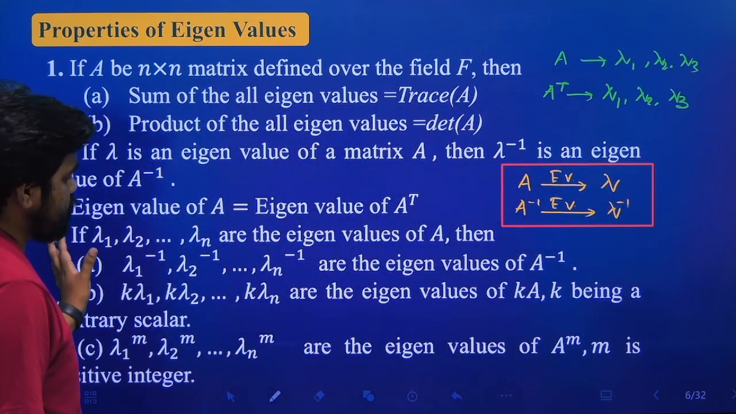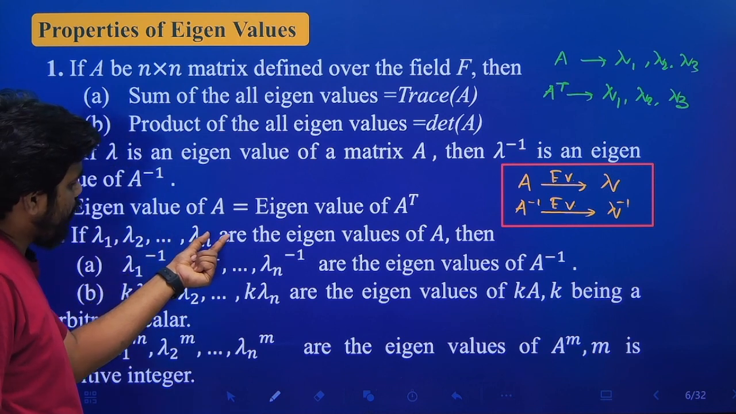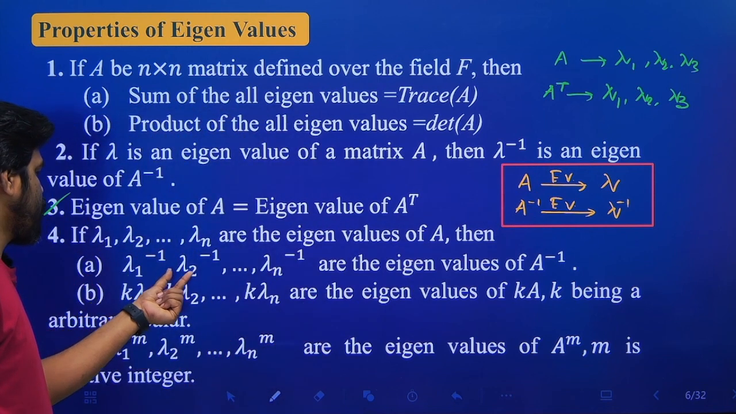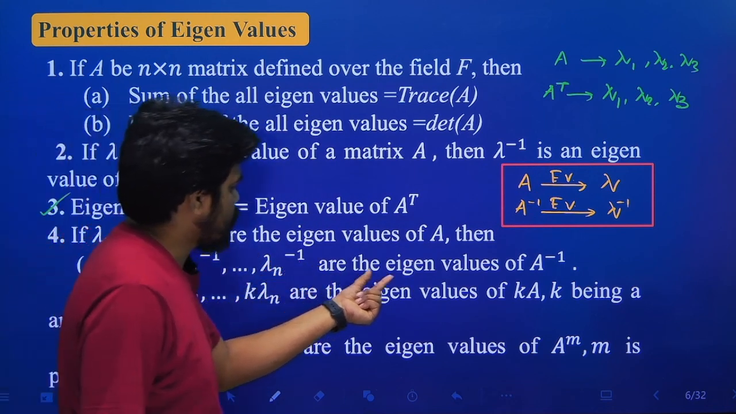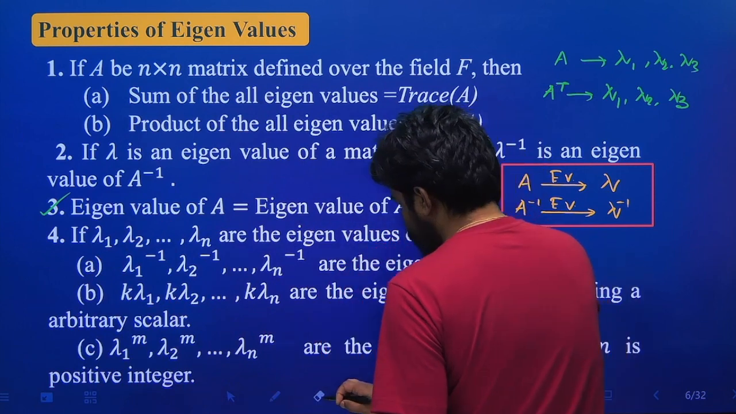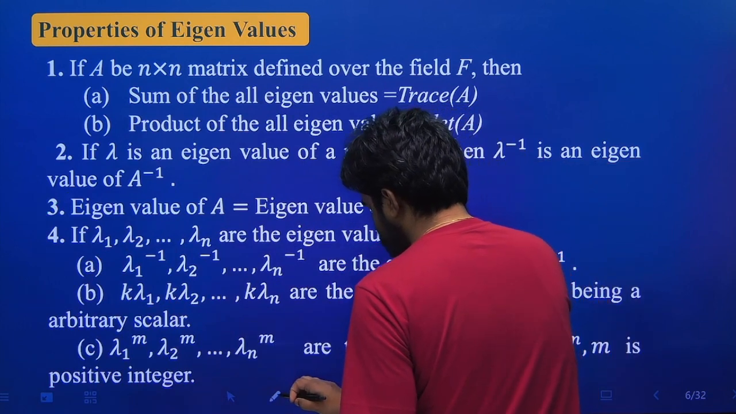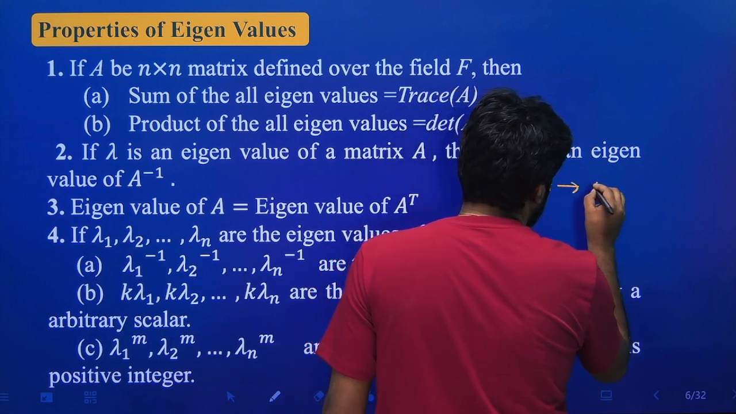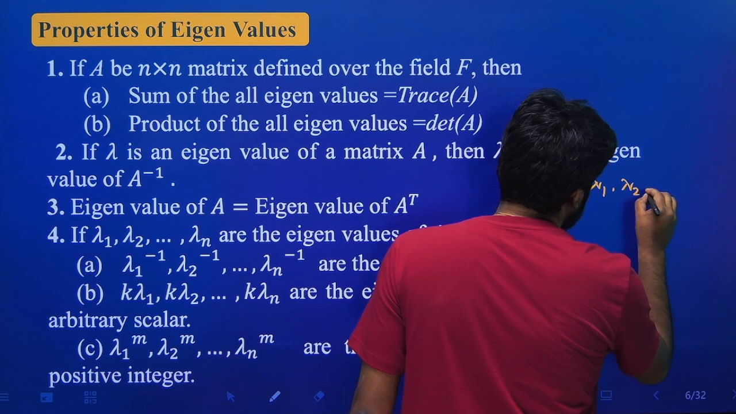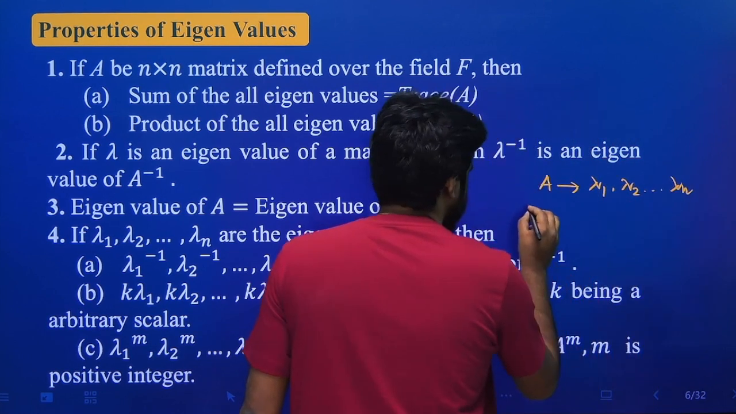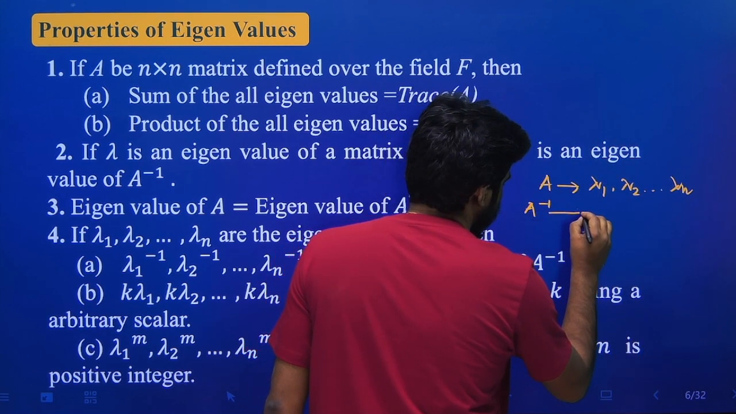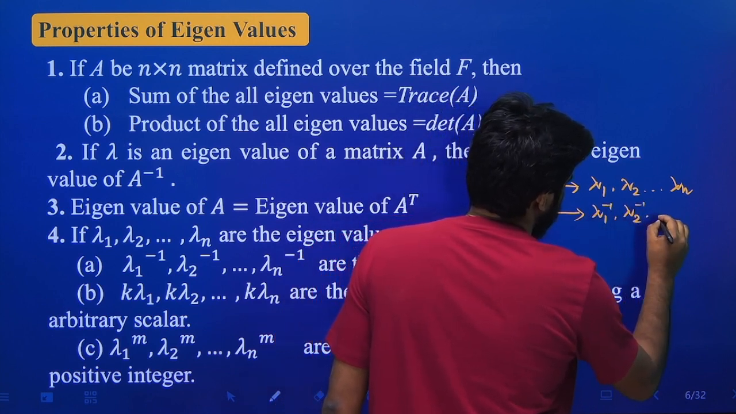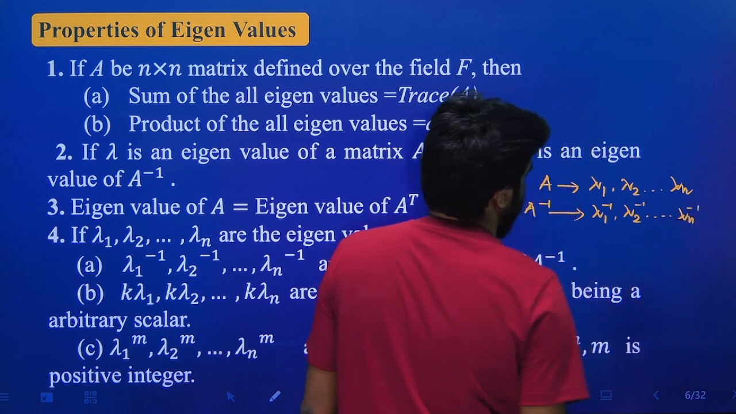Next, if lambda 1, lambda 2, ..., lambda n are eigenvalues of A, just a property extension, then lambda 1 inverse, lambda 2 inverse, ..., lambda n inverse are the eigenvalues of A inverse. What does it mean? That means suppose the matrix A has eigenvalues lambda 1, lambda 2, ..., lambda n, then the eigenvalues of A inverse are lambda 1 inverse, lambda 2 inverse, ..., lambda n inverse.